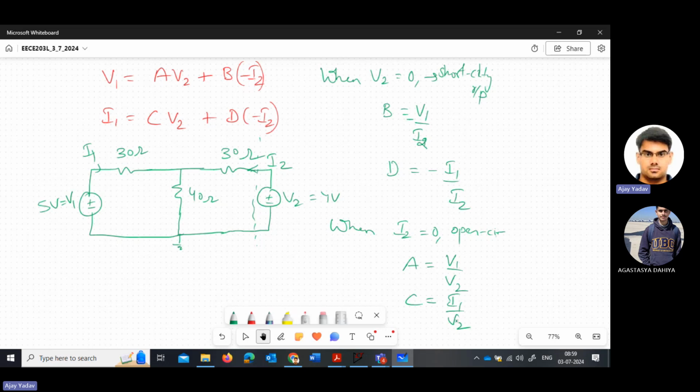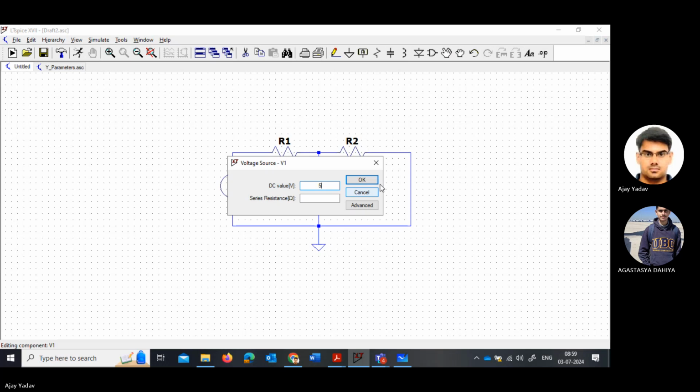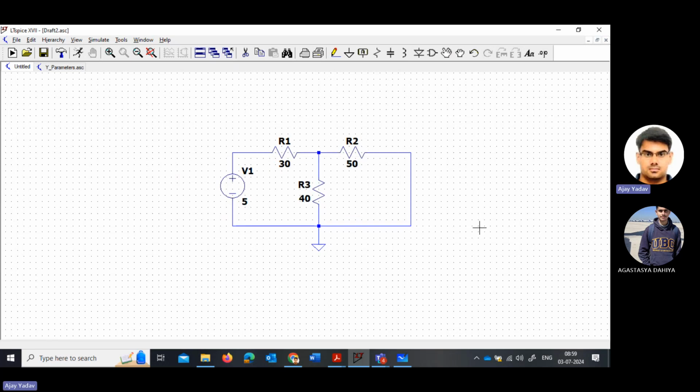So what we will do here in the circuit on the LTSPICE, first we will short circuit this, then we open circuit this. Okay, I need to define the value. Suppose that I have taken 5 volt. If you see, I am doing the DC analysis of the two-port network. I am taking a DC source, I'm taking resistor values. But if you want to do the AC analysis, what we will do?